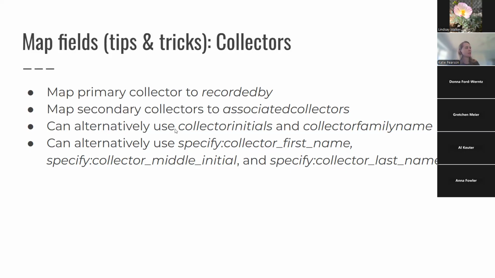You can alternatively use the fields collector initials and collector family name. This corresponds to last name if you have those parsed out into 2 different fields. And then there's a third alternative, which is collector first name, collector middle initial, collector last name. And because that's how Specify usually does that, they're prefixed with Specify here.